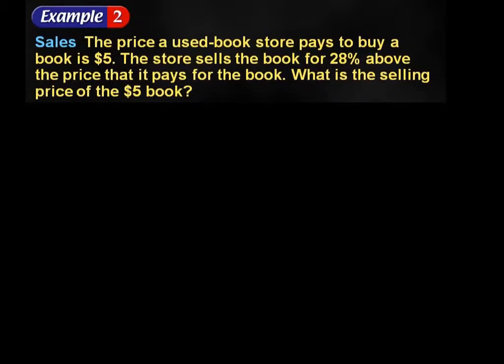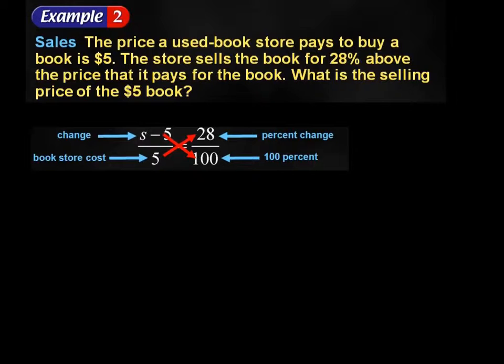The price a used bookstore pays to buy a book is $5. The store sells the book for 28% above the price that it pays for the book. What is the selling price of a $5 book? They used S for selling price, so the selling price minus 5 would be their change, and the original was 5. So now we can do cross products.